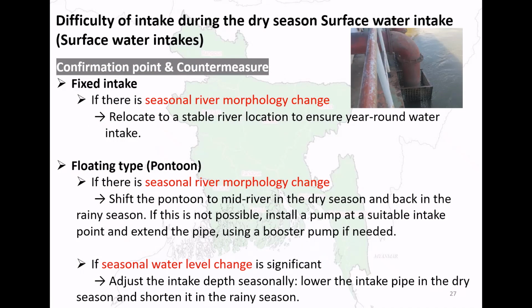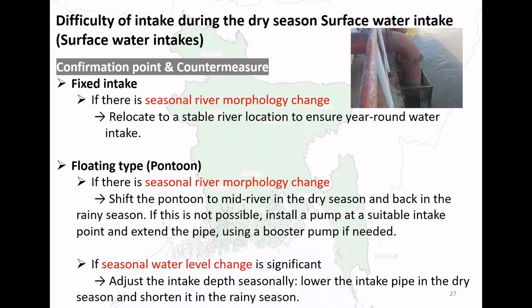When the intake is fixed type, water intake will be ensured regardless of the season. If the river morphology changes significantly depending on the season or over time, the facility will be relocated to a stable river position, considering medium to long-term channel changes, riverbank erosion, and sedimentation trends.